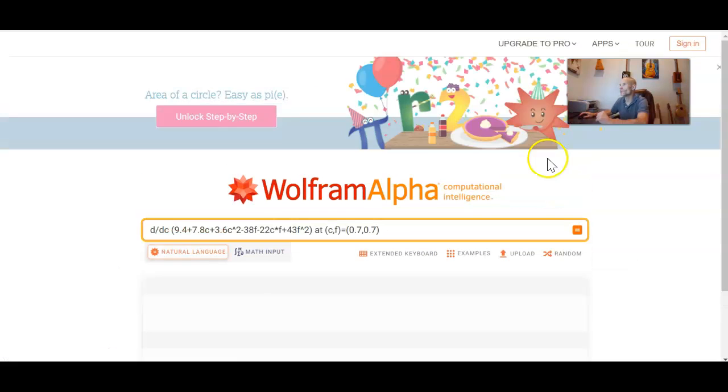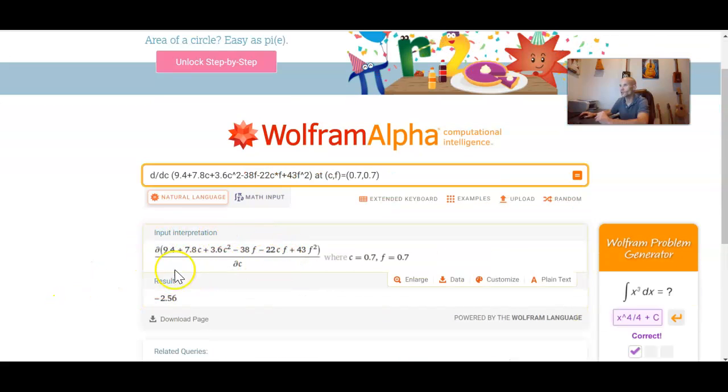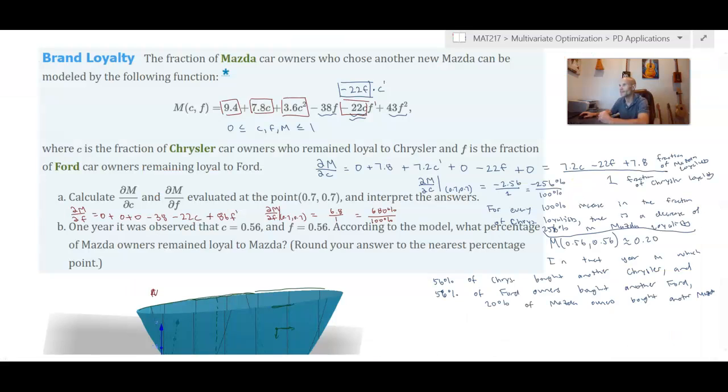When I press equals, we just want to check that the input interpretation is correct. So there you see the partial, we want to take the partial of this with respect to c, where c equals 0.7, f equals 0.7. That's exactly what we want. And we got a value of negative 2.56, which is exactly what we got when we computed it by hand.